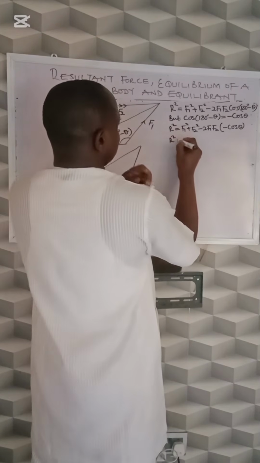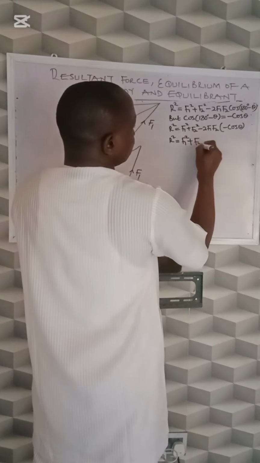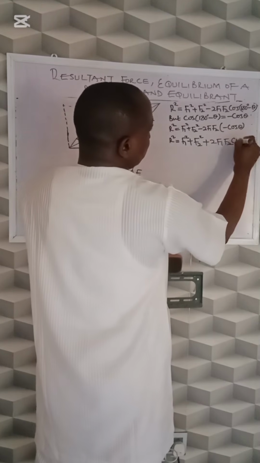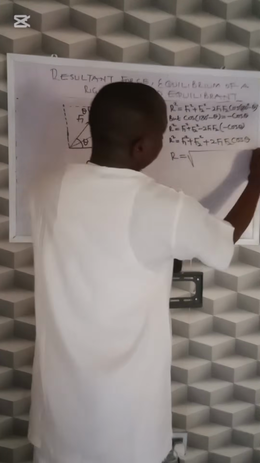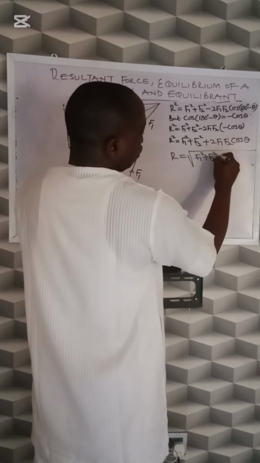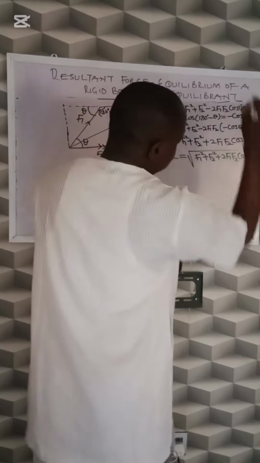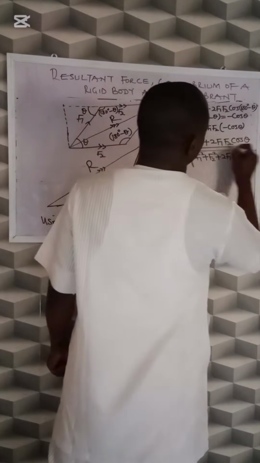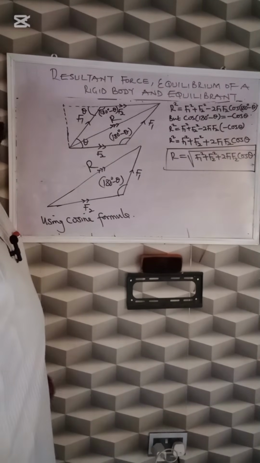So we say R squared is equal to F1 squared plus F2 squared plus 2F1F2 cos theta. So our R will now be the square root of F1 squared plus F2 squared plus 2F1F2 cos theta. This is the formula for finding the resultant when two forces act at an angle together. That's what you need to do.